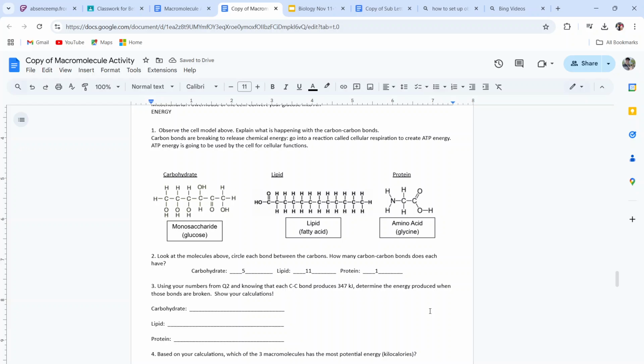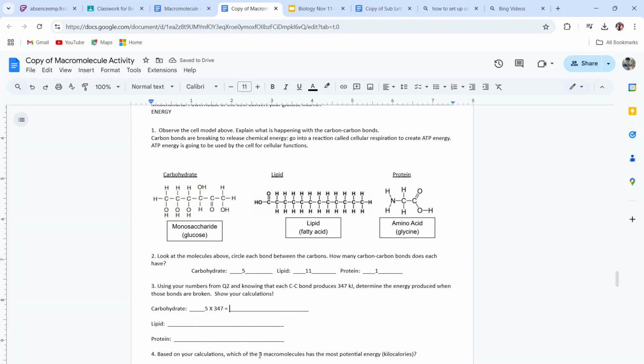Now, when we break apart those carbon bonds, that is what's going to give you the energy you need to create that ATP energy. It says that for each of these bonds that are broken, you are going to produce approximately 347 kilojoules of energy, which means that for my carbohydrate, I have 5 bonds that are going to be breaking. I'm going to multiply that by the 347 kilojoules of energy.